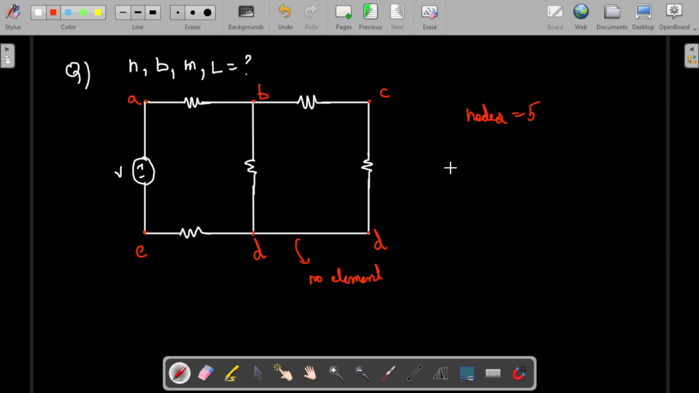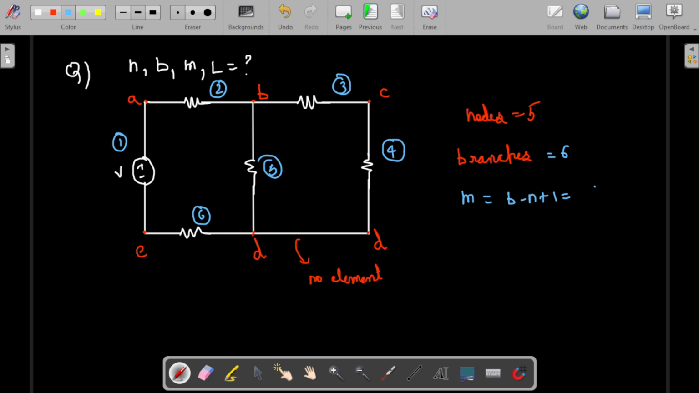This will be very easy. Now we are going to find the branches. A branch is simply the element between two nodes. Let me take this one as the first branch. A to B is the second branch, B to C the third, C to D the fourth, B to D the fifth, and D to E the sixth. So there are 6 branches in this network. We know the formula for M, that is B minus N plus 1, which is 6 minus 5 plus 1, so it should be 2.